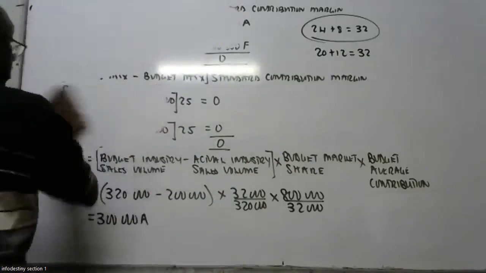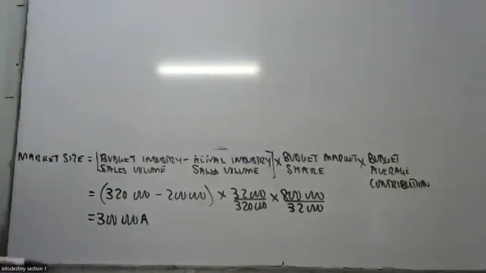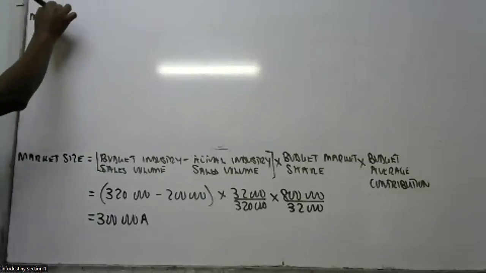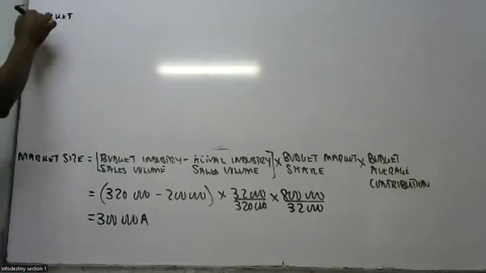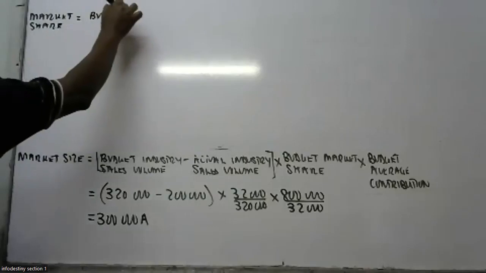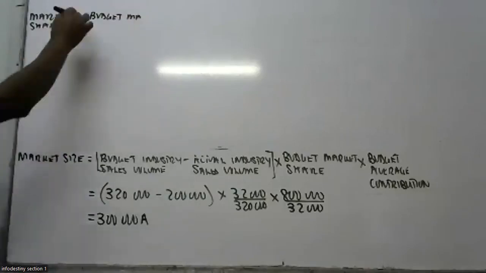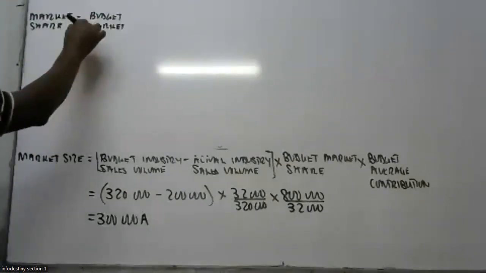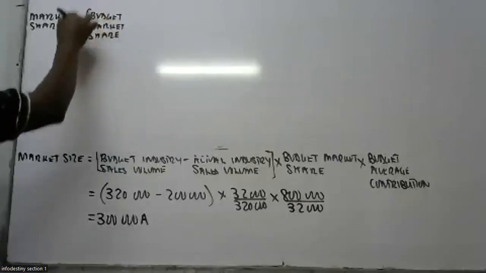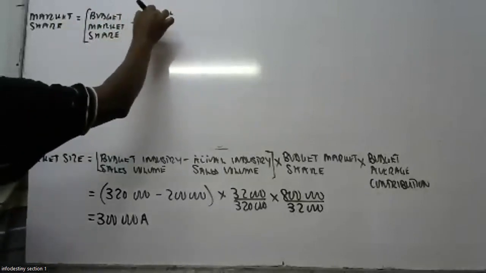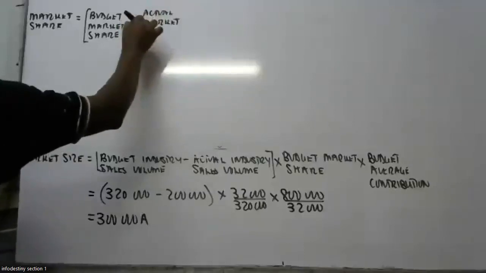The next one you compute is called market share. Now this one is given as budget market share minus actual market share.